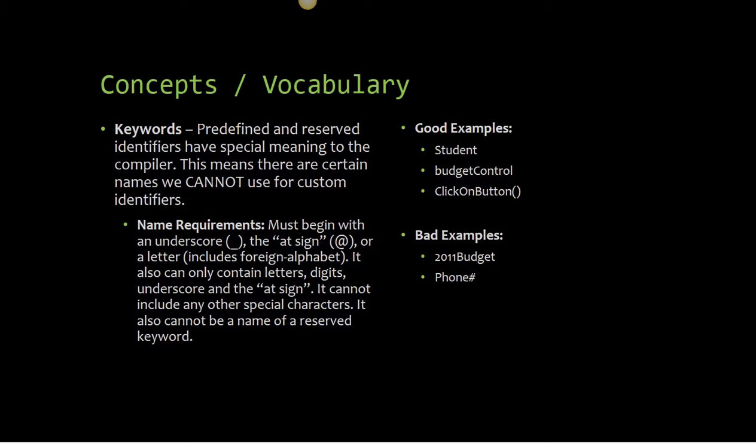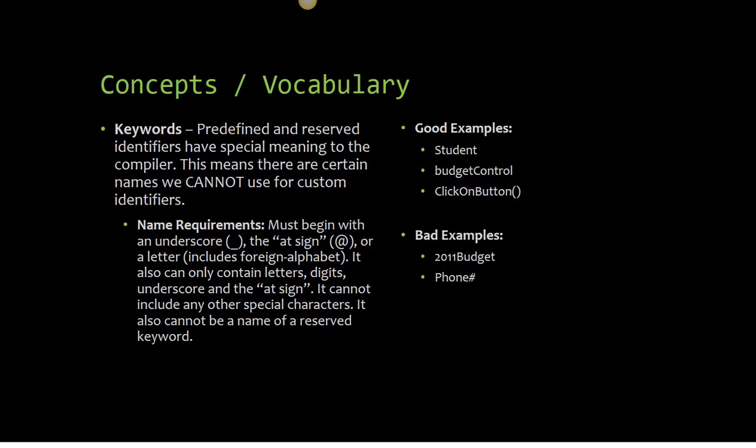Here are some examples of good and bad names for identifiers. Notice in the good examples, we have all our identifiers starting with letters. They can be capital or they can be lowercase, it just depends on the type of formatting. Here we have two variables and a name of a method at the bottom.